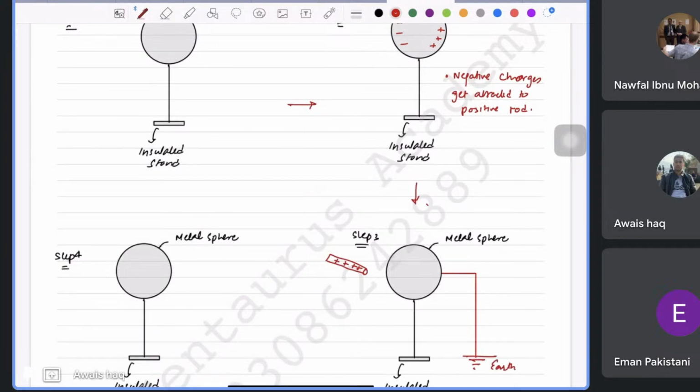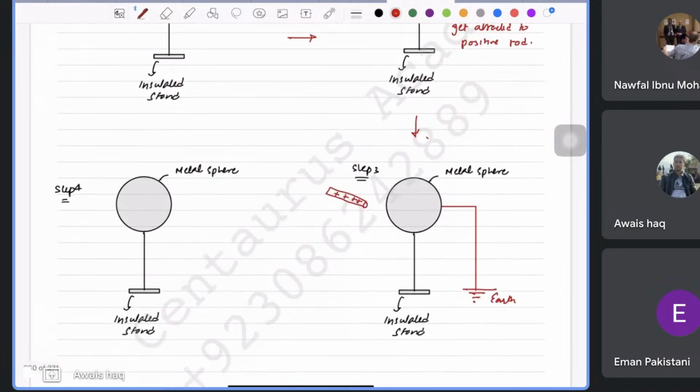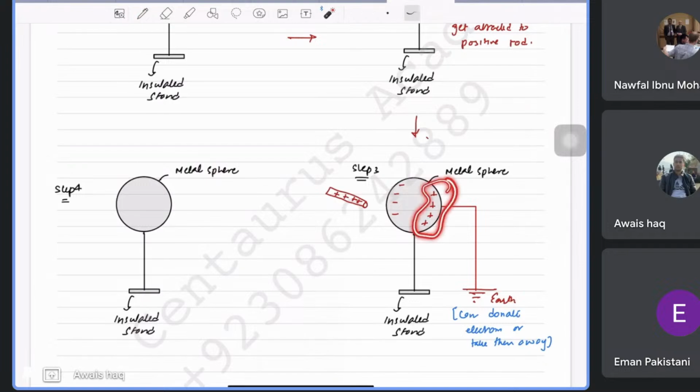Now earth contains all sorts of charges. Okay, so earth can donate electrons or take them away, depending on the situation. So right now the situation is that you have negative charges here and positive charges. So earth would think that this metal sphere is basically positive. So what will earth do? Earth will send electrons towards the metal sphere so that it can neutralize it. Do you understand this?